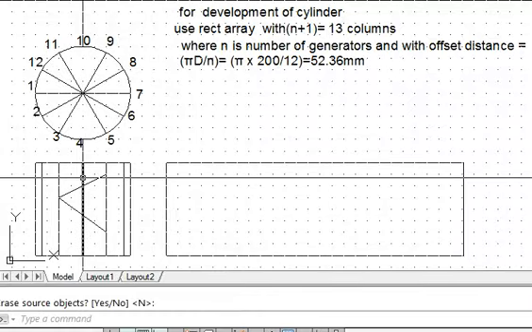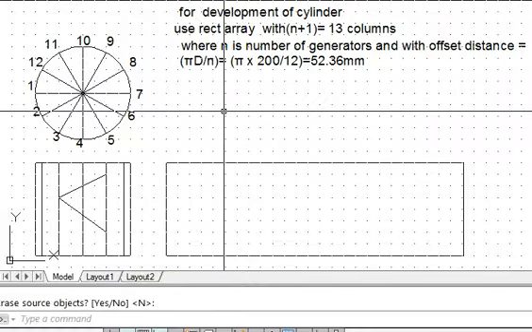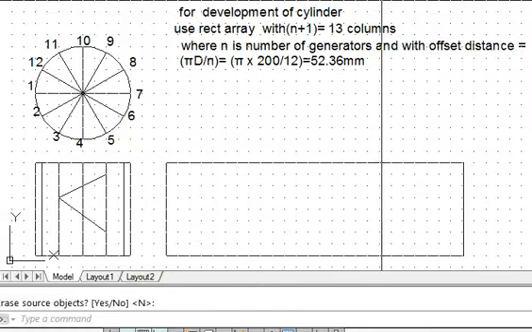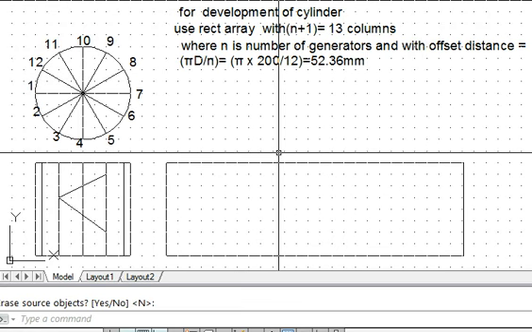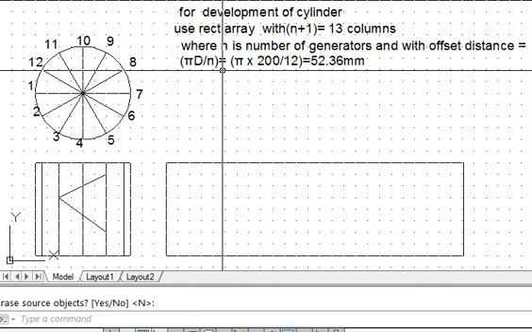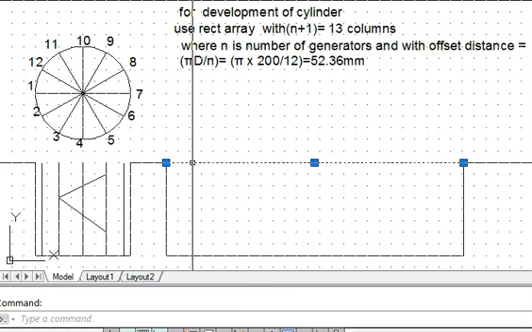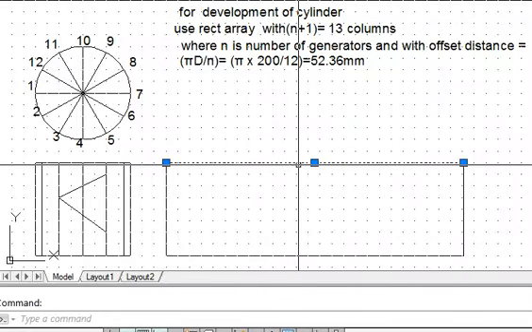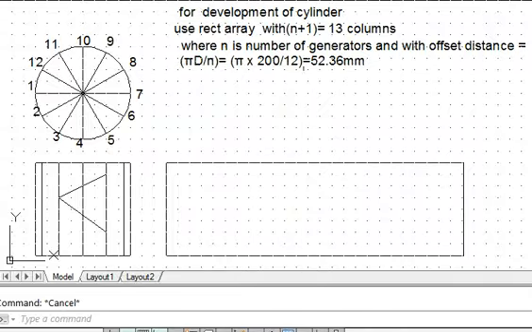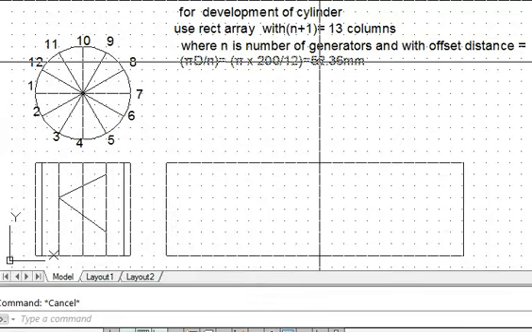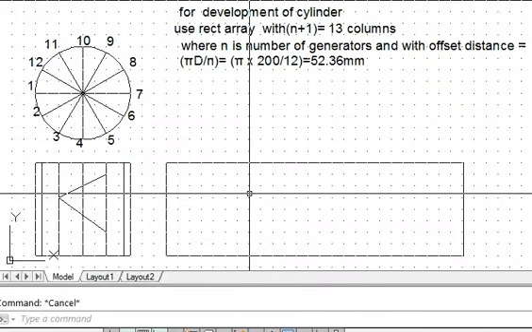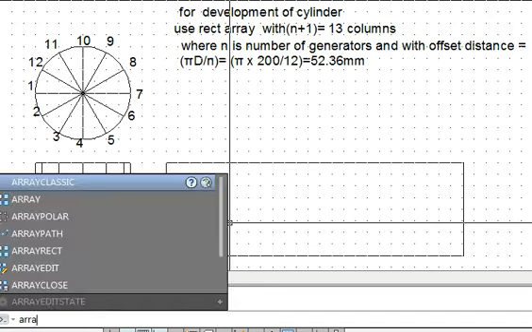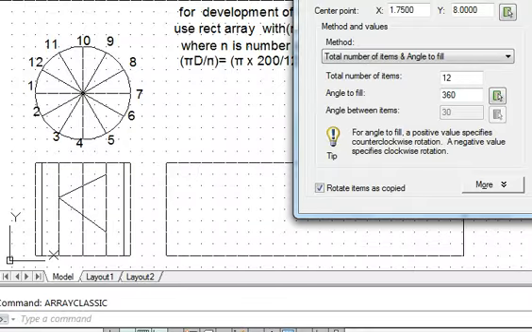But now these generators are to be transferred onto the development here. For that, we can use the polar array. As you know, this length is equal to pi d, and pi d is equal to 6.83 AutoCAD units, or 683 millimeters. So 683 millimeters we have to divide into 12 segments. We see the calculation here at the top. It will amount to 52.36 millimeters. So how can I transfer these generators quickly onto the development?